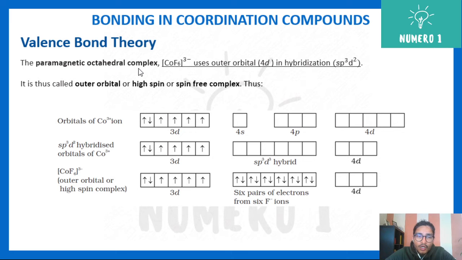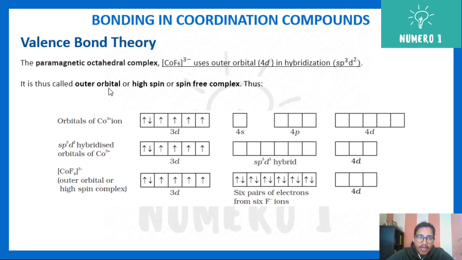Paramagnetic octahedral complex. Let's say the same example, but cobalt with fluorine, so CoF6 3 minus. So here this is your paramagnetic octahedral complex. Paramagnetic means there are unpaired electrons. So if you have the knowledge of whether it is paramagnetic or diamagnetic, you can know if it is low spin or high spin. Since it is paramagnetic, it will be high spin.